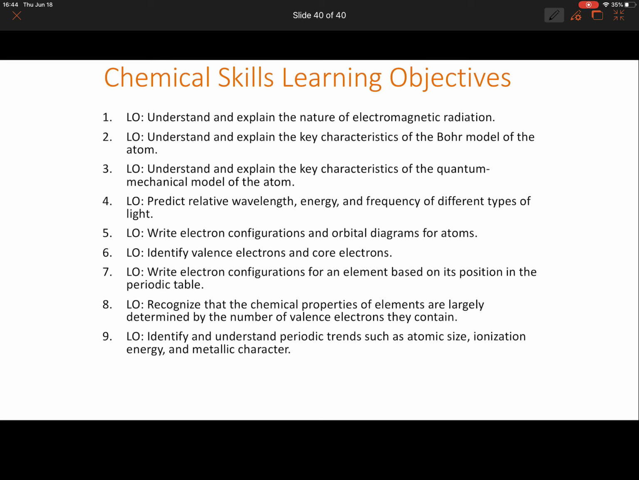The periodic table has elements in the same column that have the same outer valence electron configuration, and therefore they have the same chemical properties. The periodic table is divided into blocks, S, P, D, and F, in which particular sublevels are filled. As you move across a period to the right, atomic size decreases, ionization energy increases, and metallic character decreases. As you move down a column, atomic size increases, ionization energy decreases, and metallic character increases.